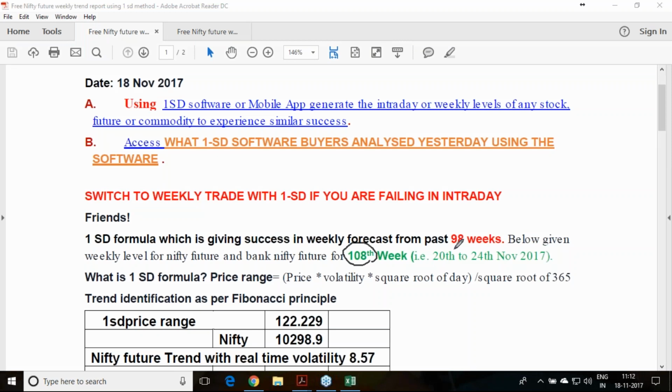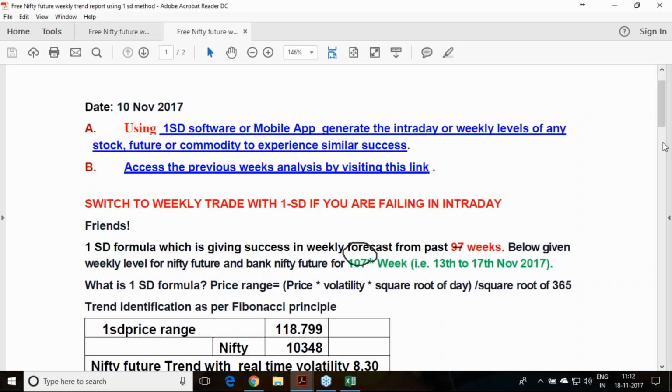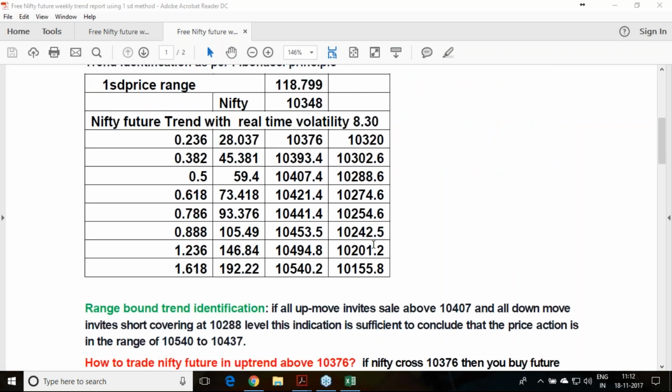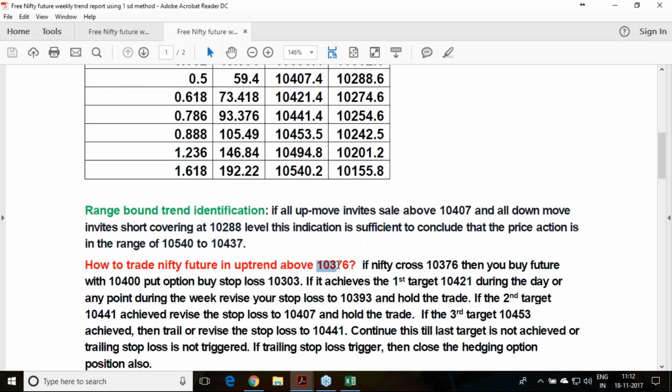Out of these 108 weeks, in 98 weeks it has given success. Last week also the report was given, and last week also it was a great success. In every report we mention how you should initiate a trade based on hedging.